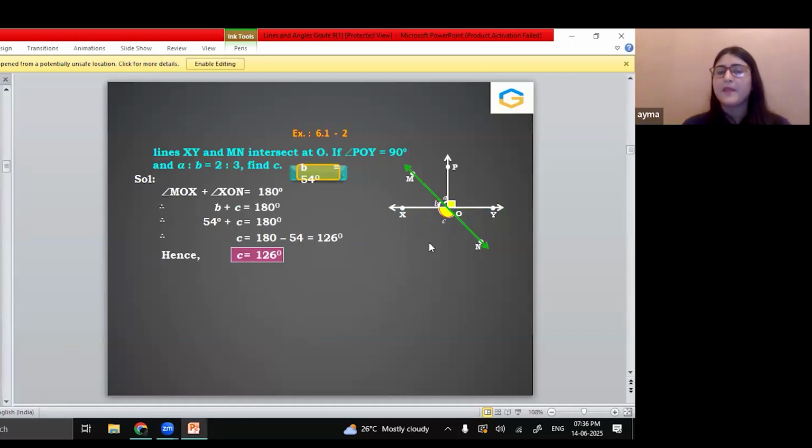This one first. Look, here are lines XY and MN. XY, MN, they intersect each other at point O. Look carefully at what it is.